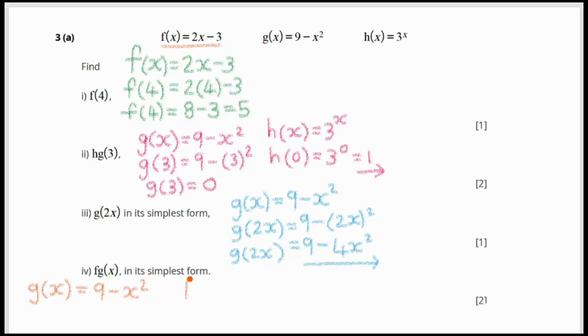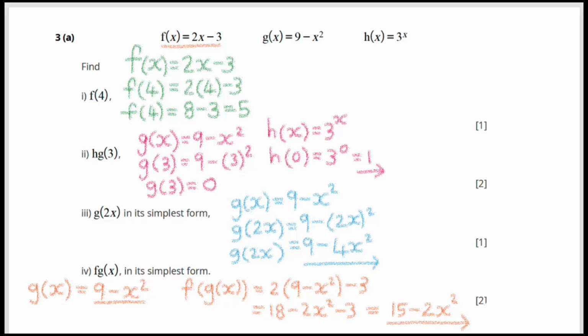So now we say that f of g of x is equal to 2 times (9 minus x squared). Where do we get this 9 minus x squared? We get it over here from g of x. Okay, and then we subtract 3. Now 2 times 9 is equal to 18. 2 times negative x squared is equal to negative 2x squared, minus 3. Now we simplify. 18 minus 3 equals 15. So the simplified form will be 15 minus 2x squared.